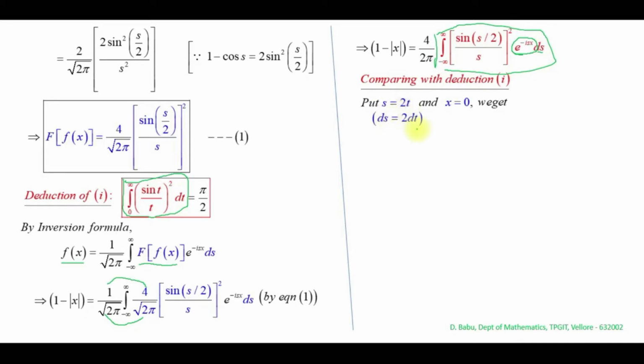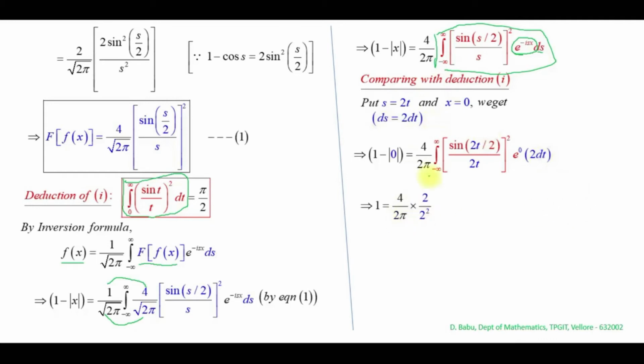So substituting these three values in this term, we have 1 minus modulus 0, because x equal to 0, 1 minus modulus 0, which is equal to 4 divided by 2 pi, integration minus infinity to plus infinity. When s equal to 2t, this is 2t by 2, s equal to 2t, this is 2t, anything power 0 because x equal to 0, this is e power 0, and ds equal to 2 dt.